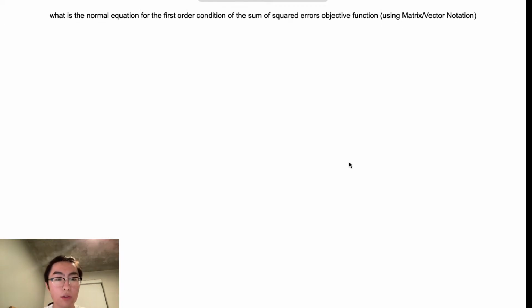What is a normal equation for the first order condition of the sum of squared errors objective function? So the sum of squared errors objective function is just y minus x times b, where x is a matrix, b is a vector, xb is a vector of predictions, and y is the actual value. Then we just multiply that twice. We could say we transpose the first one.